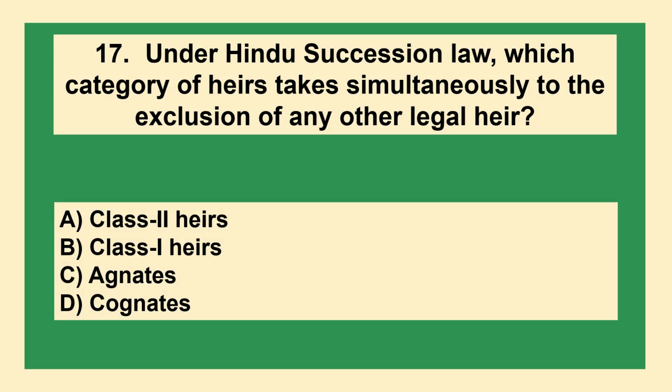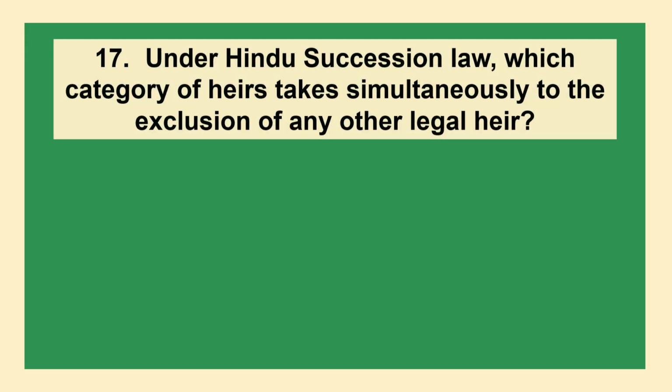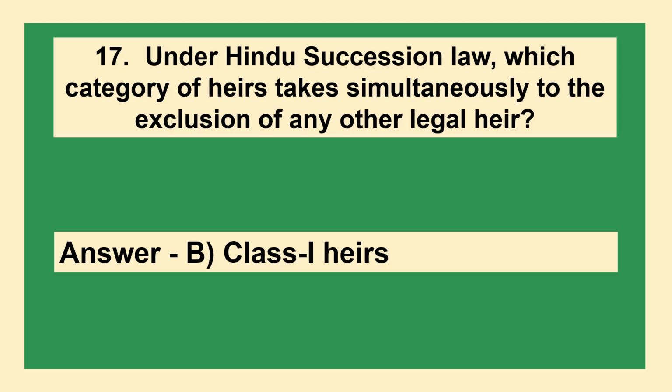Under Hindu succession law, which category of heirs takes simultaneously to the exclusion of any other legal heir? A, class 2 heirs. B, class 1 heirs. C, agnates. D, cognates. The answer is option B, class 1 heirs.